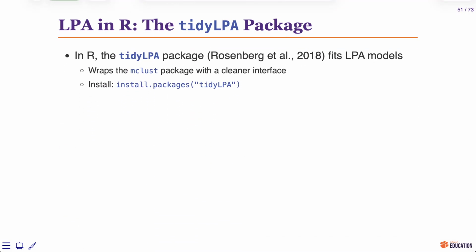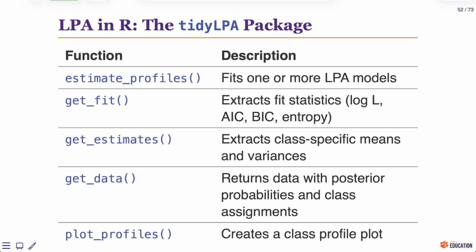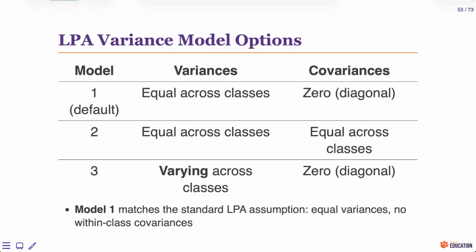The tidyLPA package is something that will wrap around another R package called MPlus. Back in the old days, MPlus was a good package for estimating latent profile analyses. The tidyLPA package tries to make it easier. Basically, these are some of the functions that come with the package. You can estimate models using estimate_profiles or get_fit, etc. You can take a look at the example syntax for more information on this.